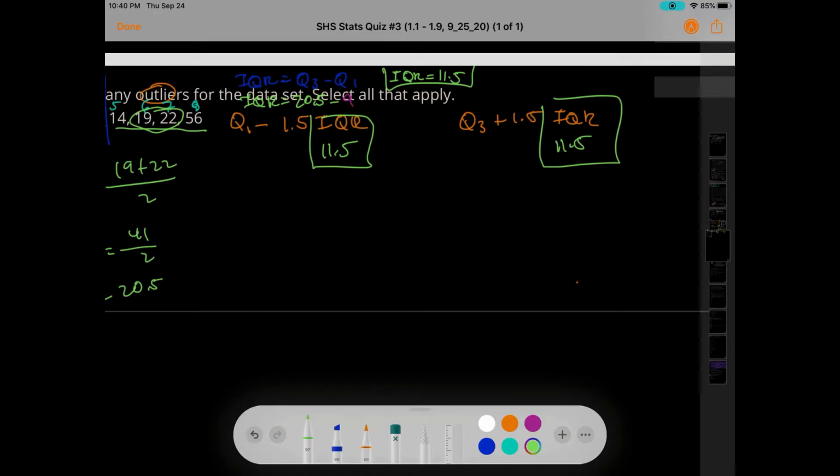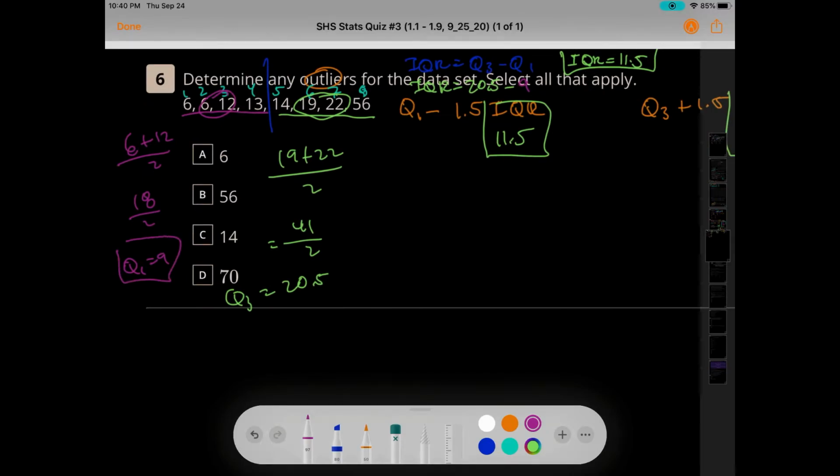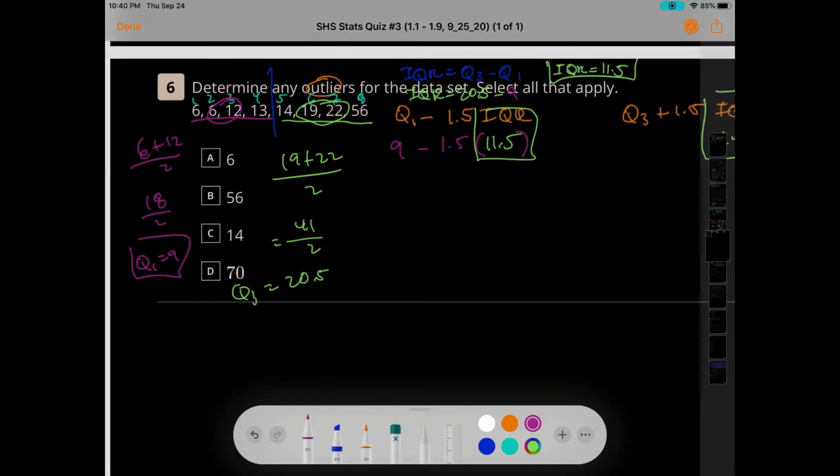I guess it would have been easier if I just calculate it. So Q1 is 9 minus 1.5 times this number. Let's just do that since we're here. So 9 minus 1.5 times 11.5. 1.5 times 11.5 will give me 17.25. And if you subtract those, it'll be a negative. And you'll get negative 8.25 is my lower fence.